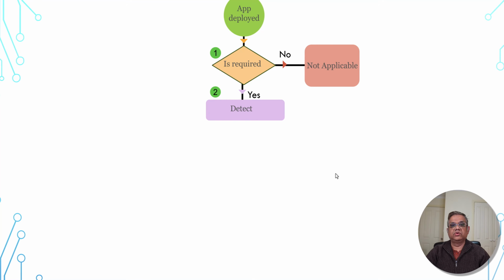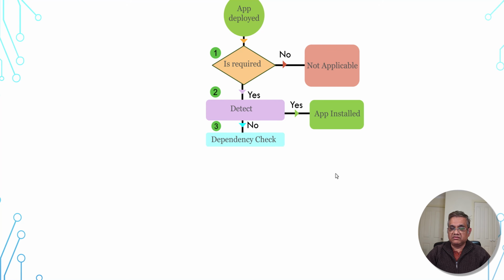Then the detection is going to happen. So now the second thing, detection logic, comes into the picture. It will check whether the application is present on the device or not. If the application is already present, it will be marked as app installed and will be reported to SCCM. It will be marked as installed, or I can say compliant.